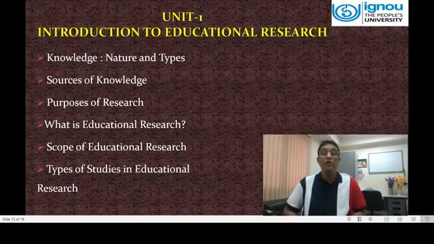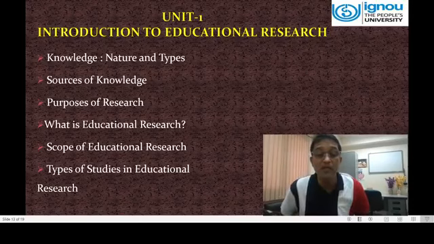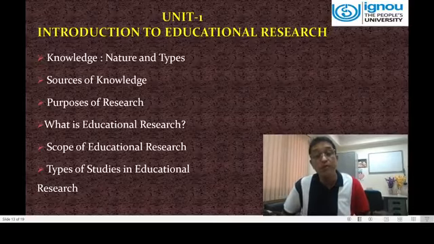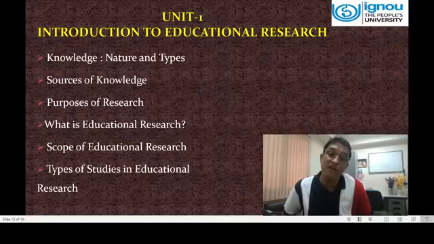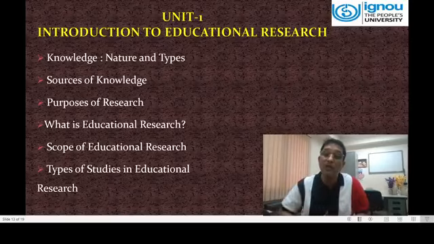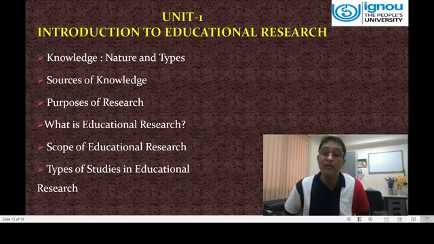And further, so far as the scope of educational research is concerned, the scope of educational research is very vast. You can say the scope of educational research is further classified by levels of education. At different levels of education, you can conduct your study. Just like in school education, you can conduct a study. At the higher education level, you can conduct your study. At the same time, in school education, there are different levels and different stages of school education also.